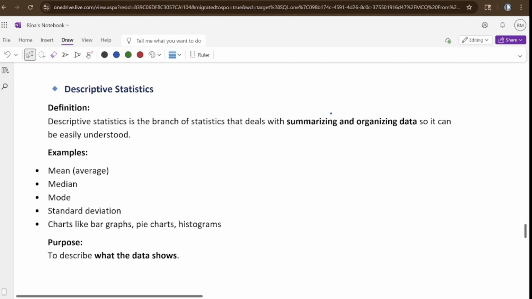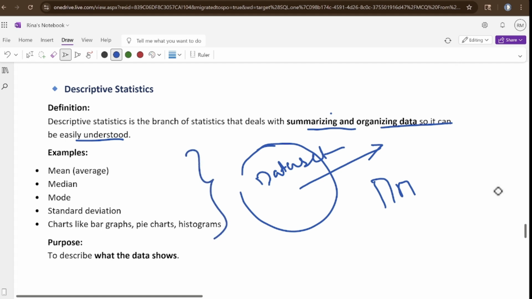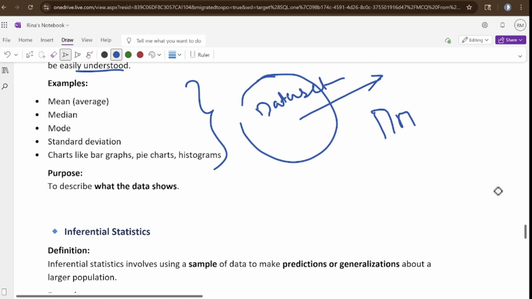Descriptive statistics deals with summarizing and organizing data so it can be easily understood. That means you have a complete data set and you want to understand what is the mean value, median value, mode value, standard deviation, variance of the data set, and you can plot some kind of charts, graphs. All these things come under descriptive statistics. Okay, these things we have learned. Purpose is what the data shows.